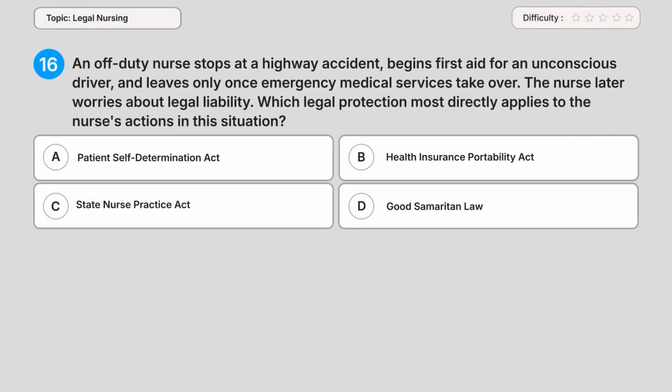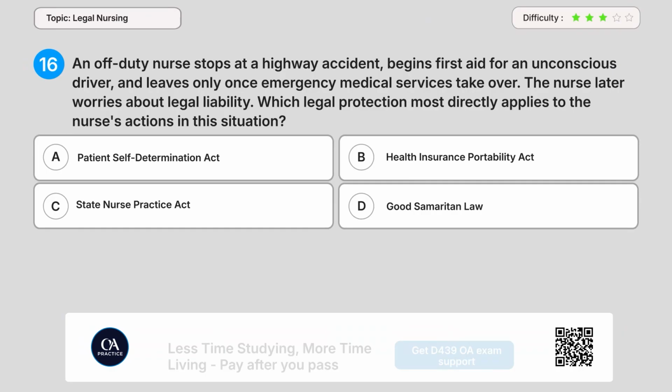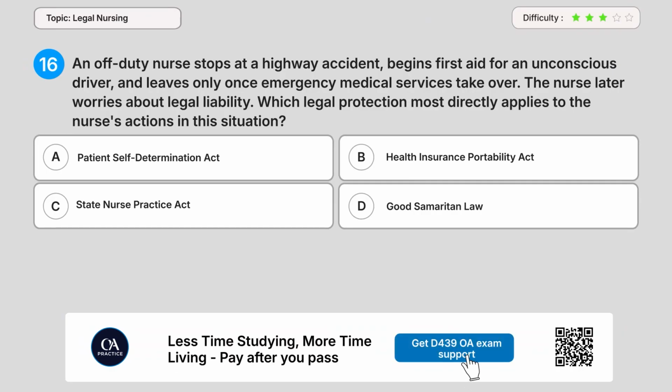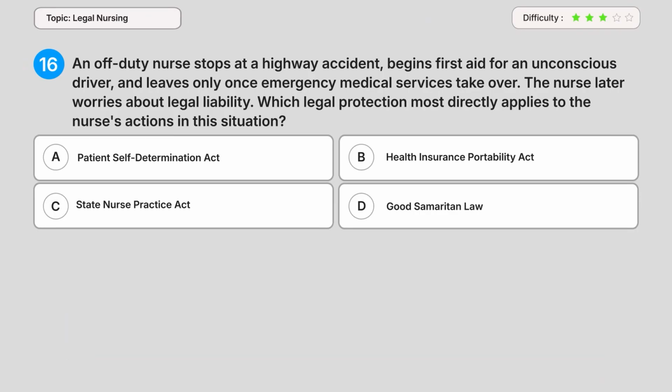Question 16. An off-duty nurse stops at a highway accident, begins first aid for an unconscious driver, and leaves only once emergency medical services take over. The nurse later worries about legal liability. Which legal protection most directly applies to the nurse's actions in this situation?